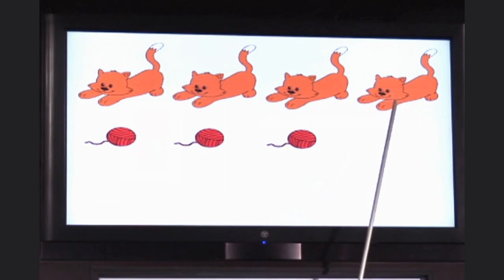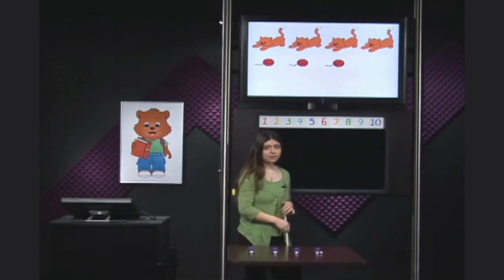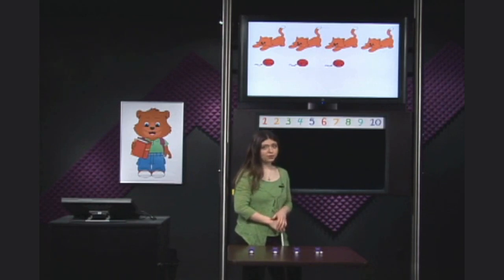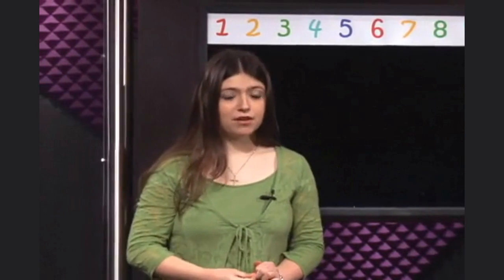So now we're going to do an example on the computer. I want you to look at these kittens and the yarn. Kittens really like to play with yarn. So we're going to put this kitten with this yarn, this kitten with this yarn, and this kitten with this yarn. And this kitten, uh-oh, look, there's no yarn for this kitten to play with. There's an extra kitten. And so that means that there are more kittens than yarn. The group of kittens has more. So remember, when you're looking for which group has more, you need to look for which group has some left over. All right? Good luck.